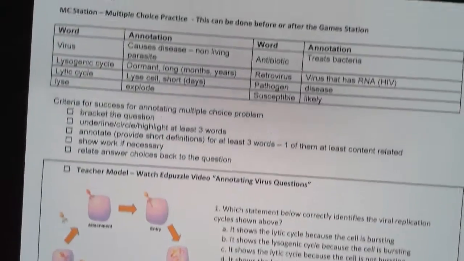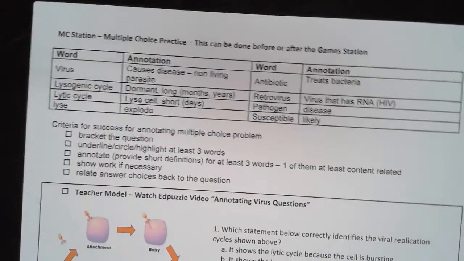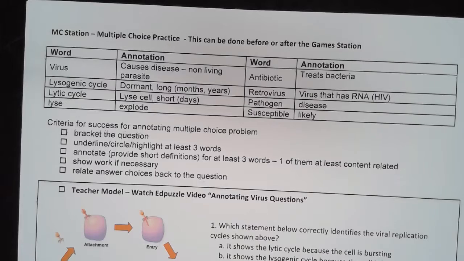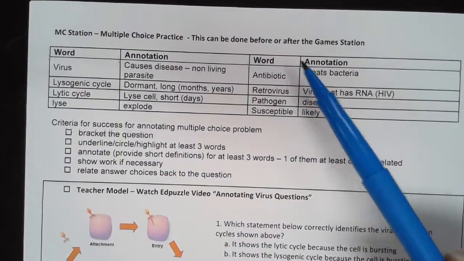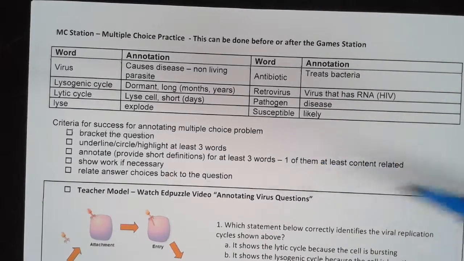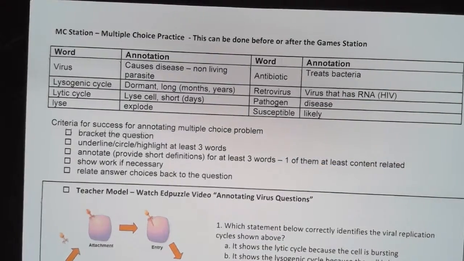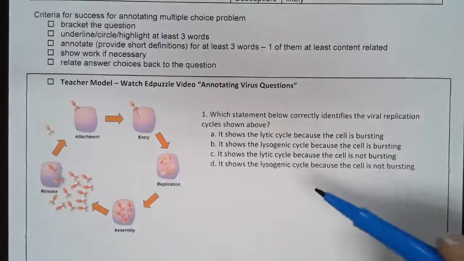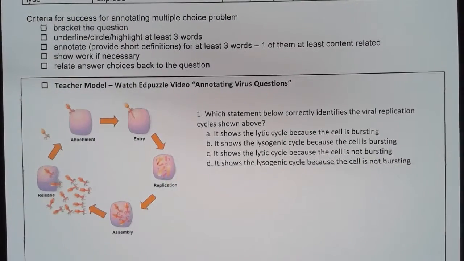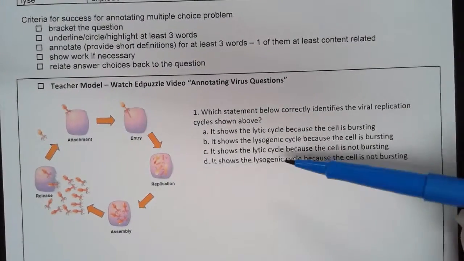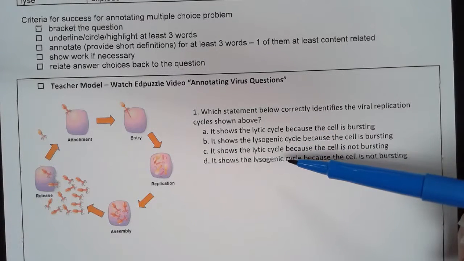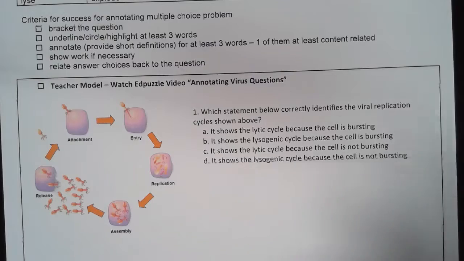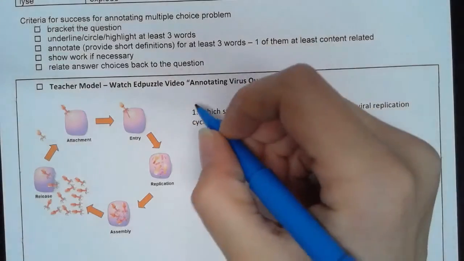Hey guys, so this is your multiple choice station of annotating virus questions. Up here you have all the main words and their annotations, and then how we break down a question. The first thing I need you to do is correct the actual question on your paper. I definitely messed up big time when I made this. So take a minute, make sure that your answers actually match this. Pause the video and do that. Once you have done that, we're going to start.